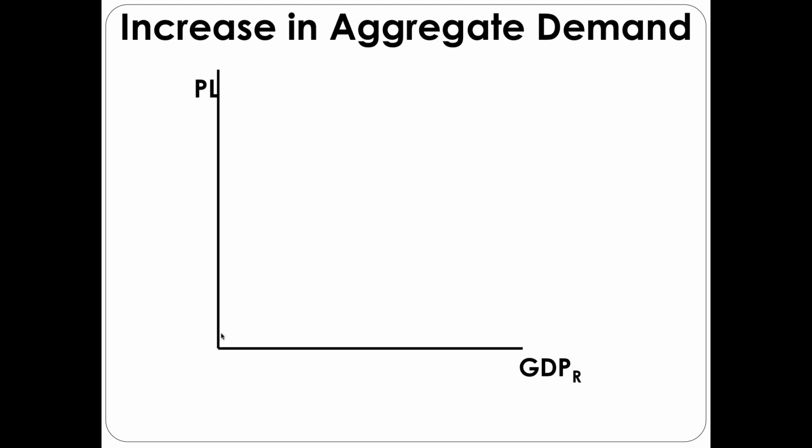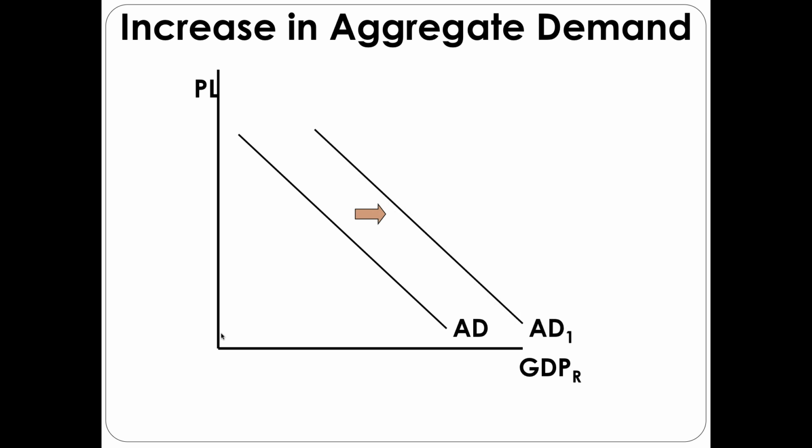So let's look at an increase in aggregate demand. Okay, so we have price level on our y-axis, real GDP on our x-axis. We start off with original aggregate demand. It shifts to the right to AD1. So we go from aggregate demand to aggregate demand 1. AD to AD1. So at the same price level, you're going to have a higher real GDP after you shift the aggregate demand curve to the right.